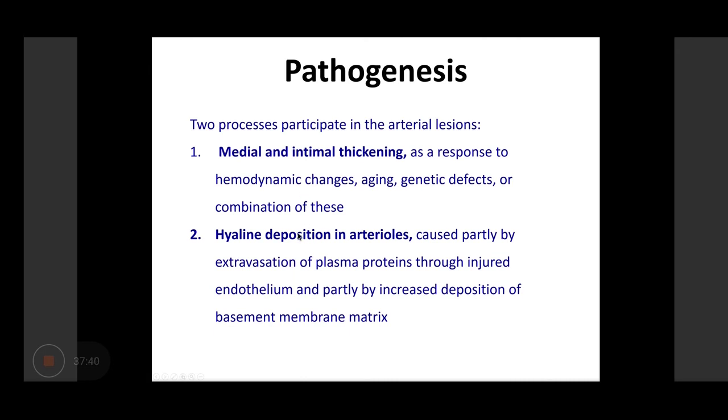So basically, there are two important changes in this. One is that the media and the intima are thickened as a response to the hemodynamic change, and secondly, because of damage to the endothelium, there is extravasation of plasma proteins through this damaged endothelium to deposit in the arterioles, resulting in hyaline deposition in these arterioles. Okay? So because of the hemodynamic changes, some of the blood vessels will show you medial and intimal thickening, whereas others will show you hyaline deposition in the arterioles.